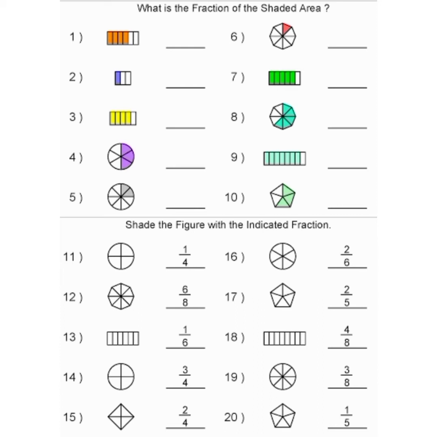So let's look at problem number 2 now. They basically want to know what is the fraction of the shaded area. So if you're looking at problem 2, you can see it's a rectangle. It's got 3 parts to it, and then one of them is shaded. So we're going to write the fraction that's shaded here.